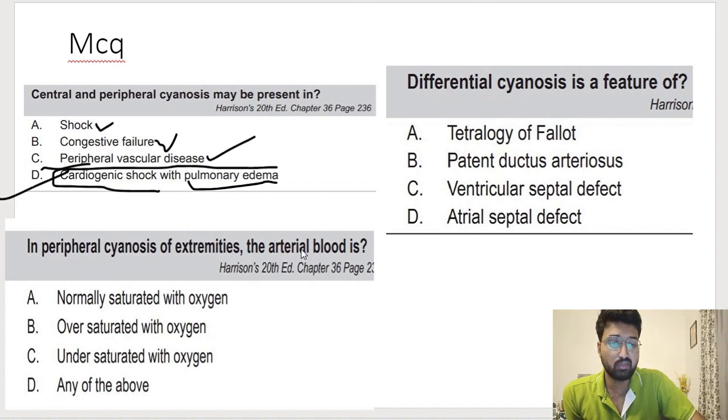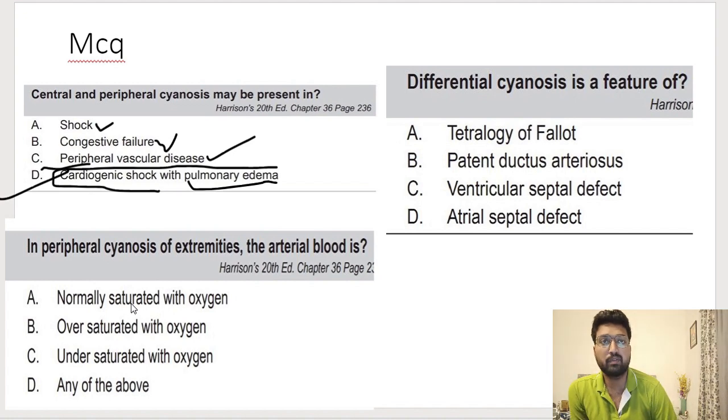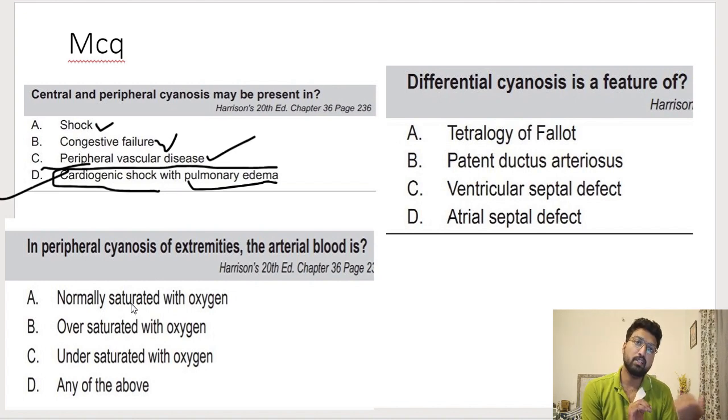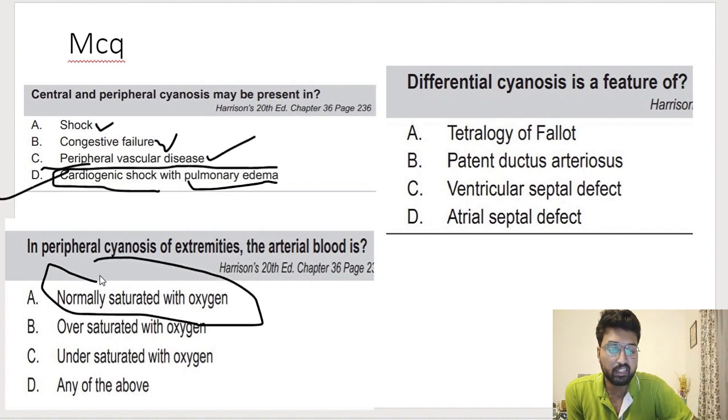In peripheral cyanosis of the extremities, the arterial blood is okay. So if there is peripheral cyanosis of the extremities, what is happening? Example I am giving you is DVT. In DVT, the blood supply to the artery is normal. What is happening is the vein is blocked. When the vein is blocked, there is more time for oxygen to leave the hemoglobin and enter tissues. So arterial blood saturation will be normal. In the venous blood, there is an increase in the deoxygenated blood.